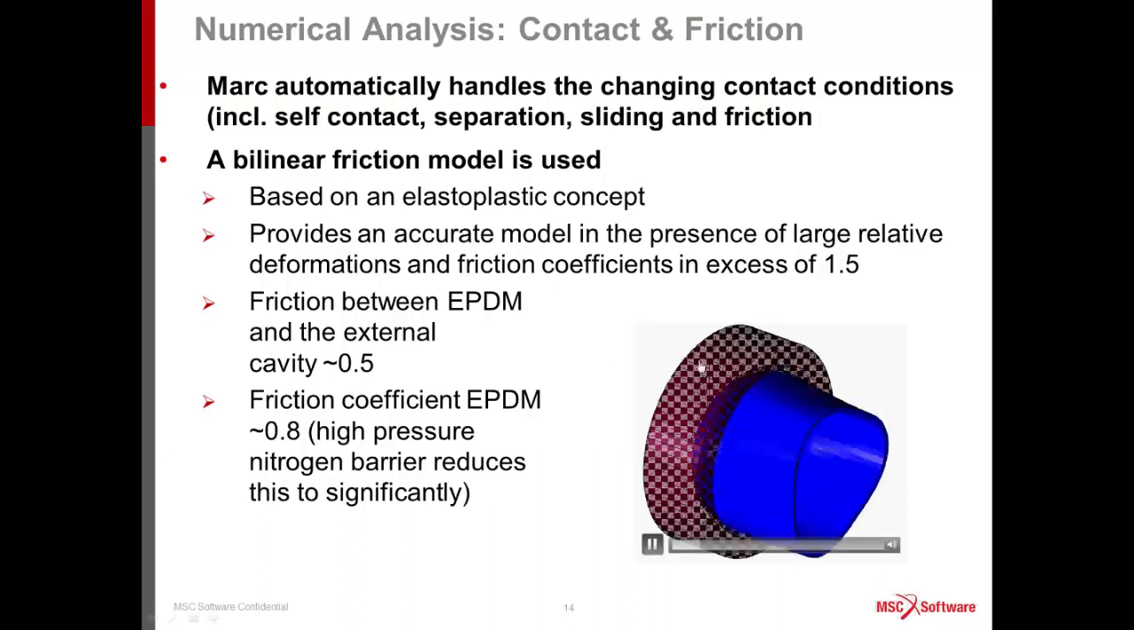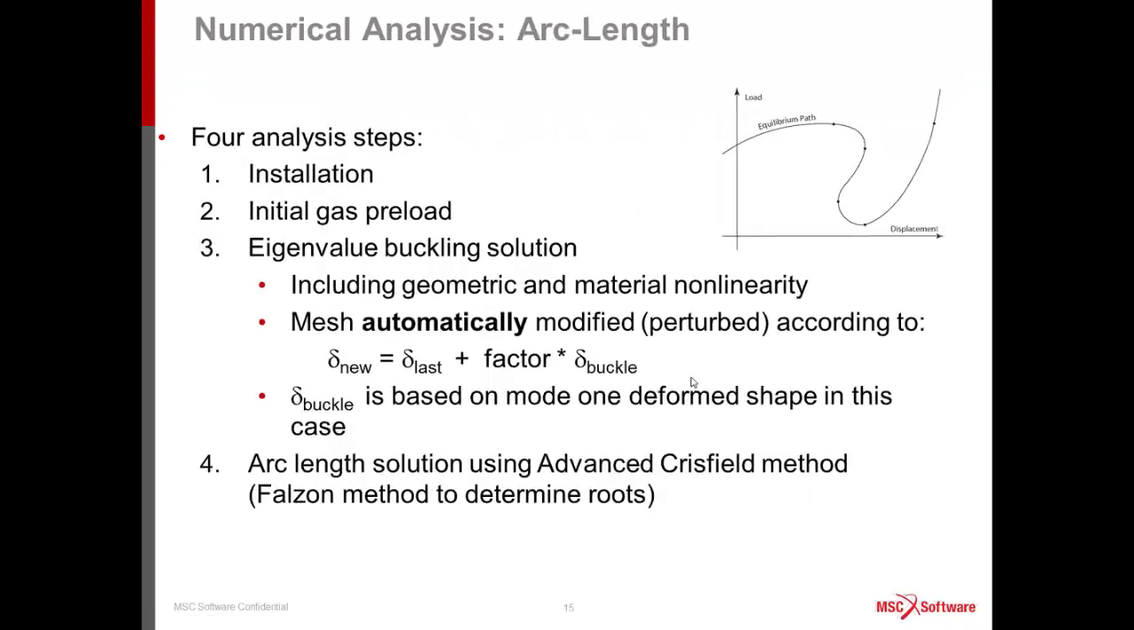So there are typically 4 analysis steps. We do an installation step where we're grabbing the accumulator and compressing its O-ring seal at the top between the two housing features. We do initial gas pre-charge where we charge the internal surface of the rubber accumulator, which then causes it to form out to the OD body of the metalwork, which for the material testing would be your tensile component. We then do an eigenvalue buckling solution, and we're looking at geometric and material non-linearity, and the mesh is automatically perturbed.